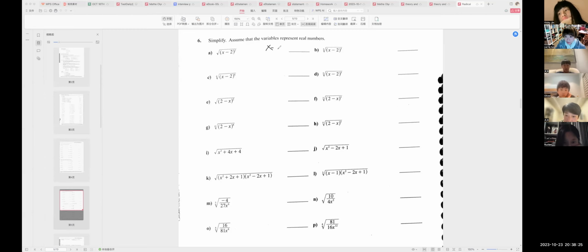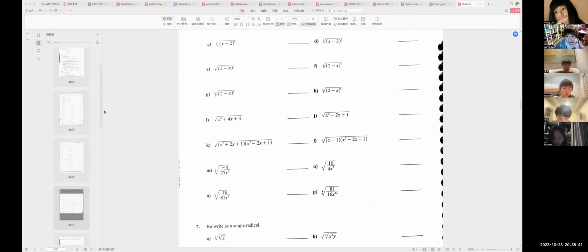So this one is x minus 2. This is x minus 2. This is x minus 2. And assume that the variable represents a real number. Understand, everybody?